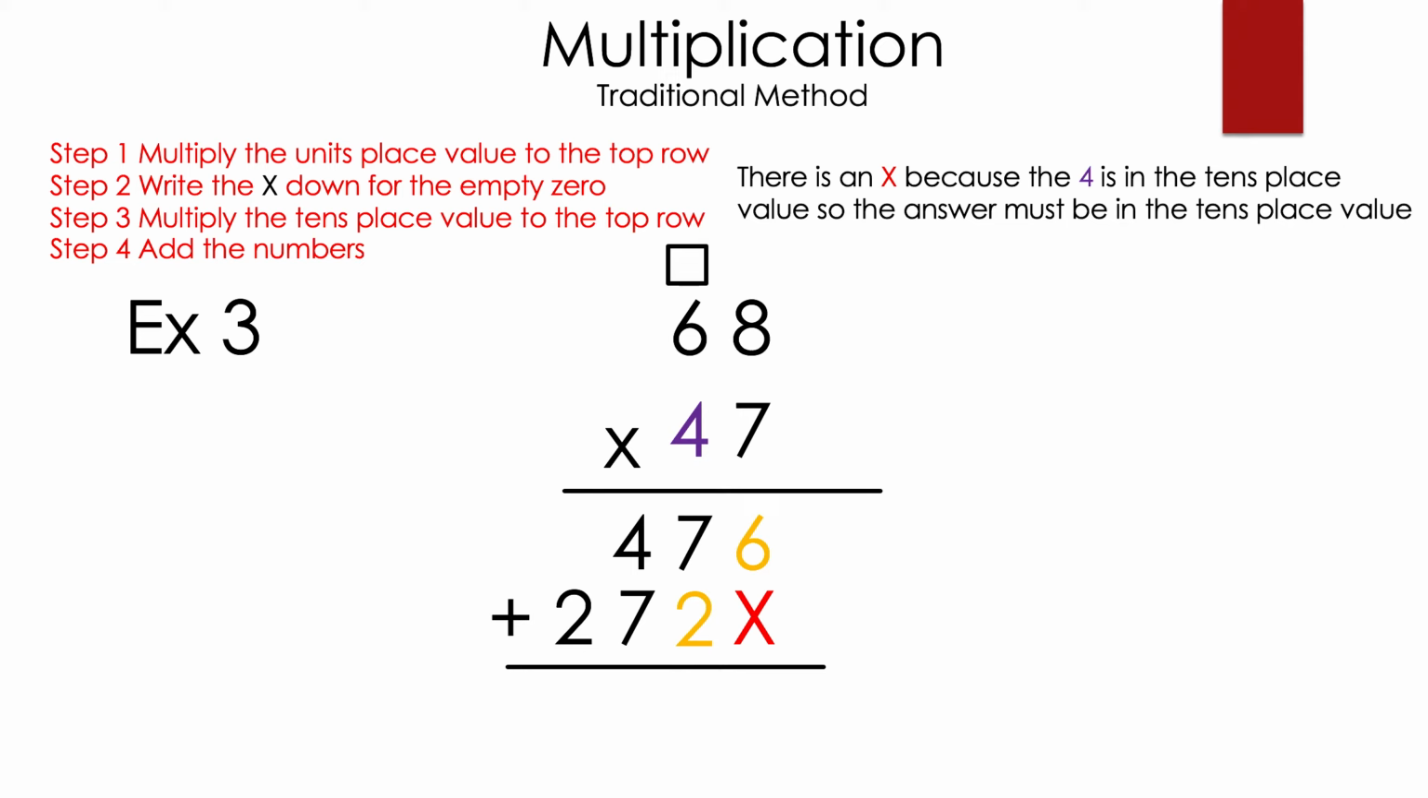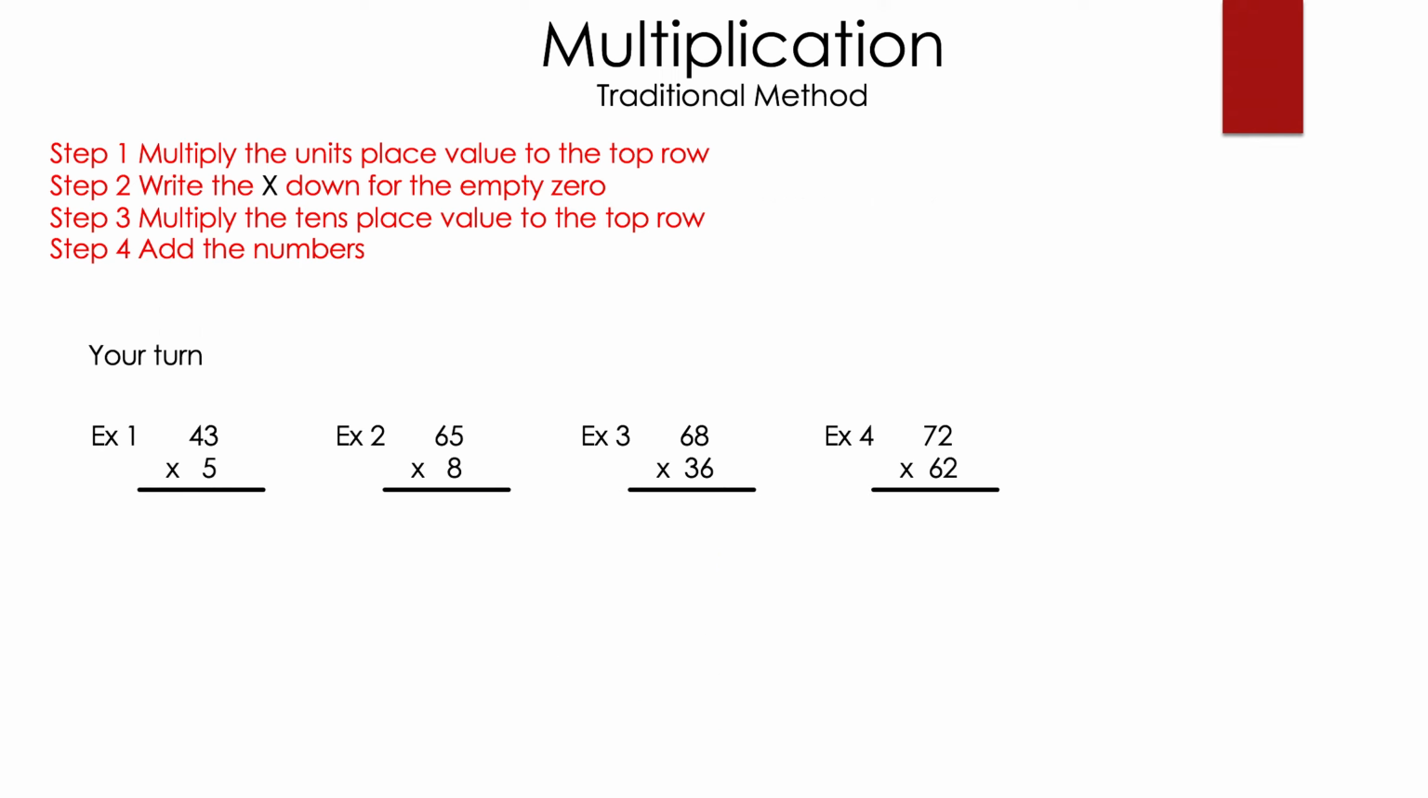So now we have to add these numbers together. Remember, the x represents a 0. So we do 6 plus 0, which is 6. Bring down the 6. Now we do 7 plus 2, which is 9. Bring down the 9. And we have 4 plus 7, which is 11. So we have 10 plus 1. So we carry the 10, bring down the 1. My next step is 1 plus 2 is equal to 3. So bring it down. And my final answer is 3,196. Okay, now it is your turn.